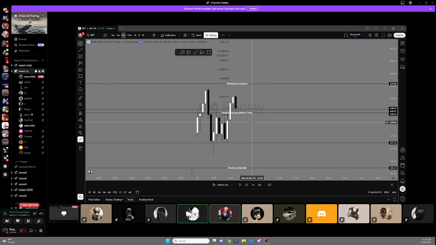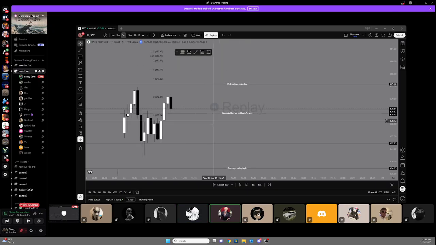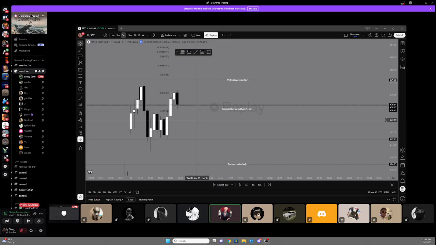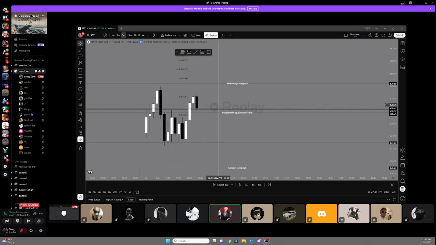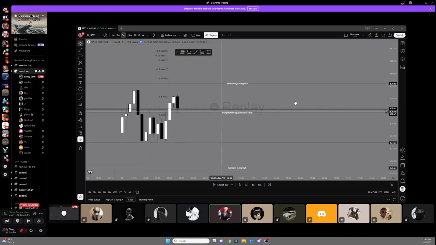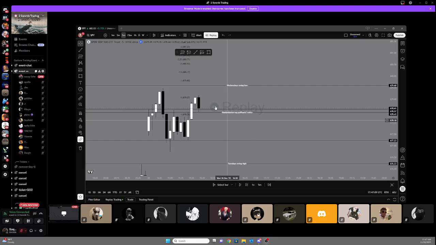So boom, you're on the 5 minute, and this is a lot easier to see because there's a lot less candles, right? Usually after the break of structure, if I don't see the manipulation legs on the 5 minute, I'll go to the 1 minute, and then after I see it, I'll go back to the 5 minute, because the 5 minute looks better. There are a lot more candles on the 1 minute, so it can confuse you a little bit.